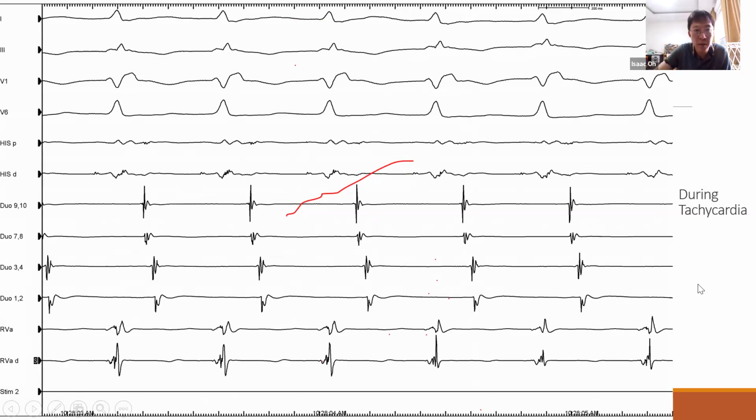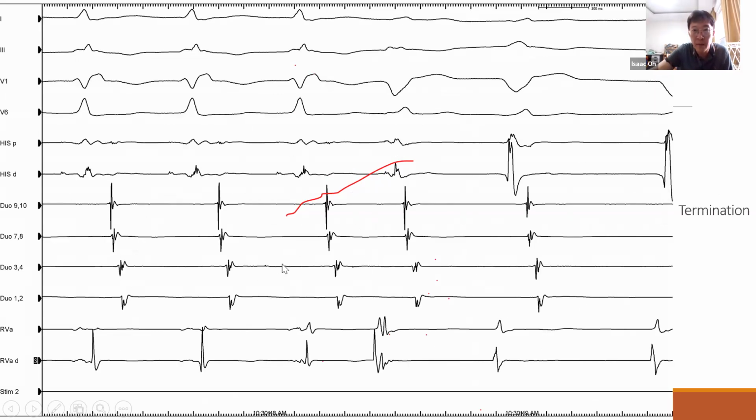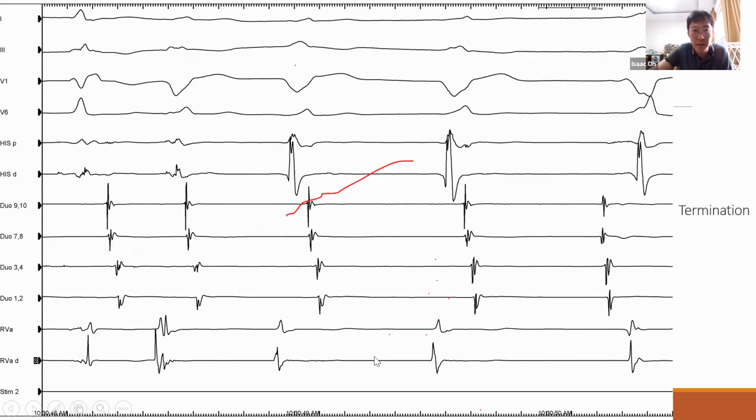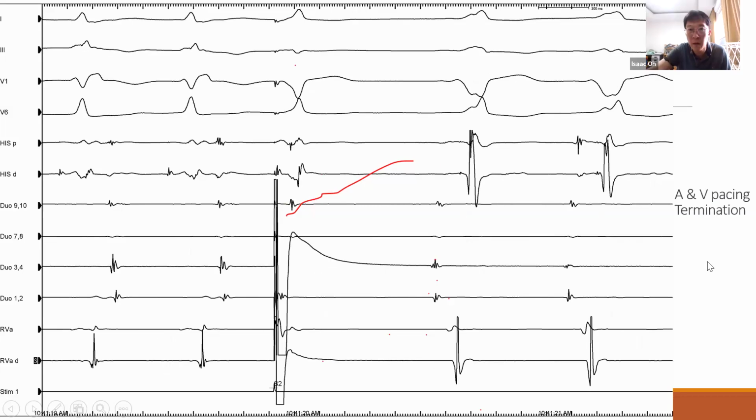So this time we changed the catheter position, but anyway, the EGM pattern was relatively similar. And then the tachycardia was terminated with some catheter-induced PVC. And this is when the tachycardia was terminated. There were multiple premature beats and finally the tachycardia terminated.